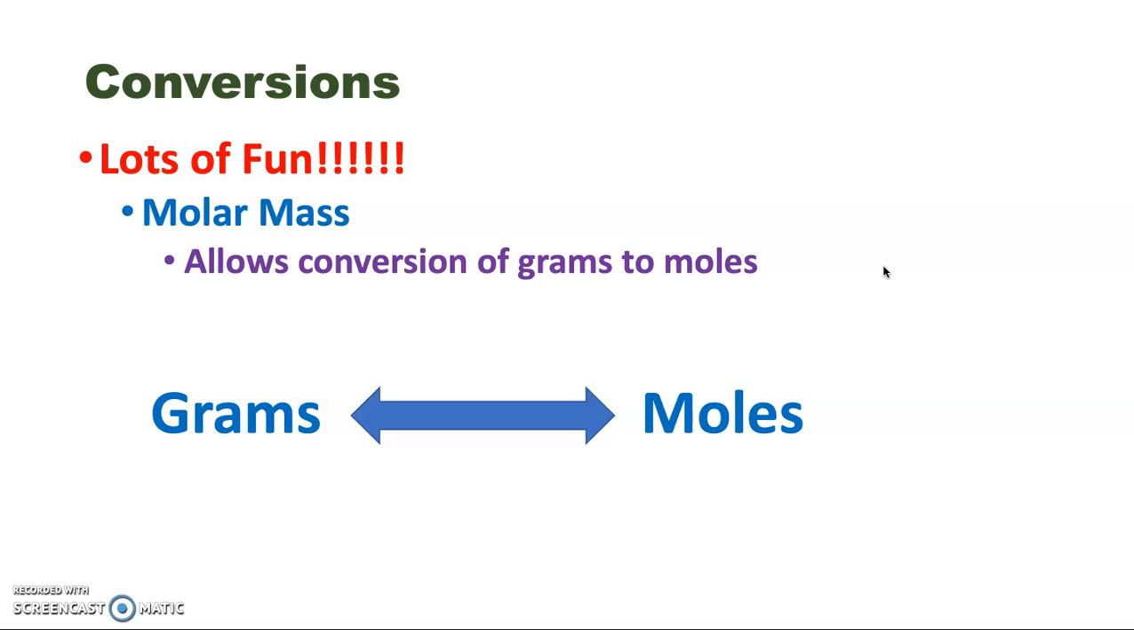Now what that allows us to do is go from grams to moles. If I know how many grams are in 1 mole of the substance, I could easily figure out how many grams are in 2 moles, or 3 moles, or a half of a mole. So that's what it's really useful for.